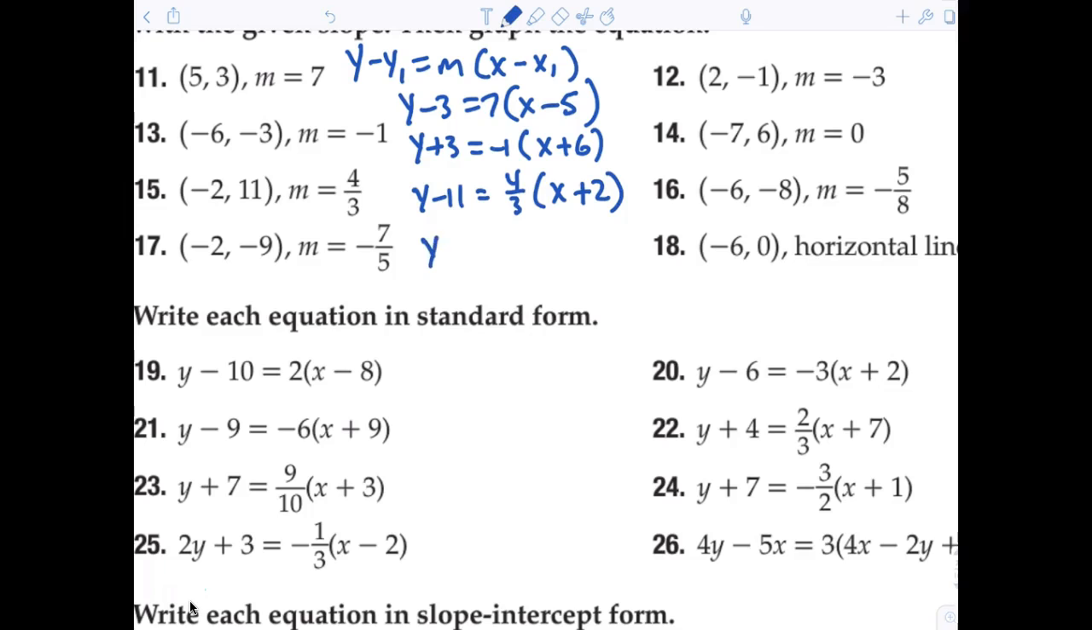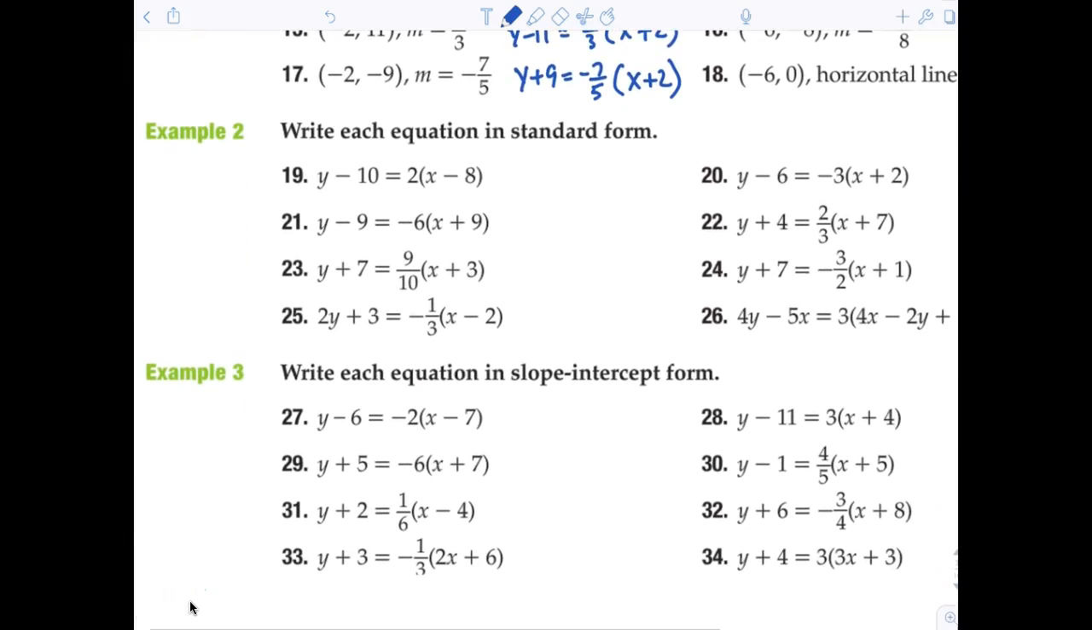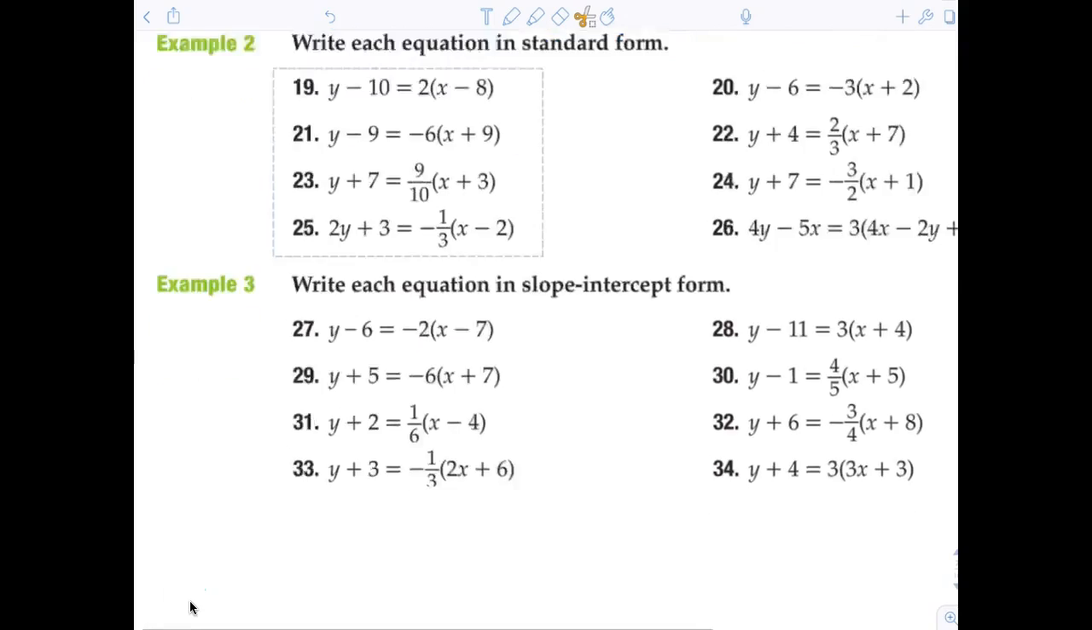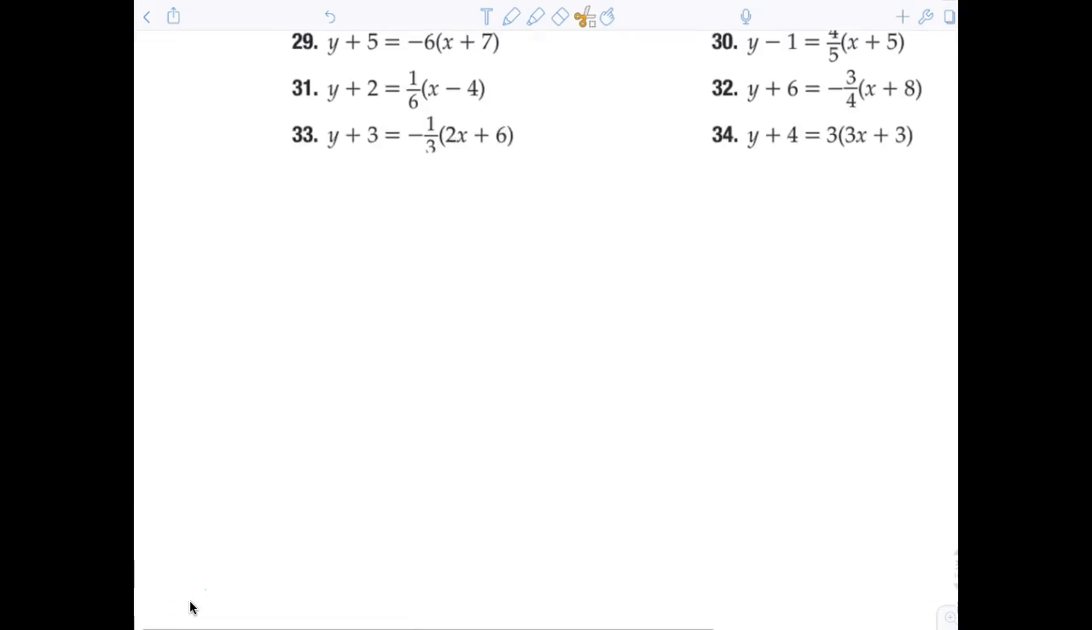Y plus 9 equals negative 7/5 times x plus 2. Perfect. That's what I want out of everybody. So we agree, that's not that hard, right? You know the form, it's not that hard. All right? Now I have to write it in what? I have to write it in standard form. So here we go. I'm just going to pull these to right here.